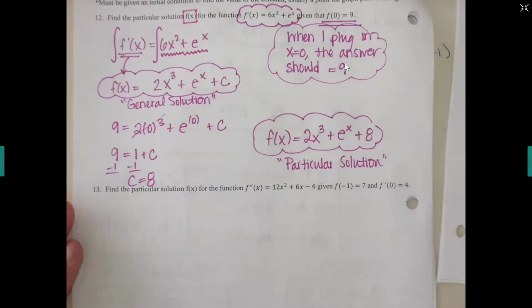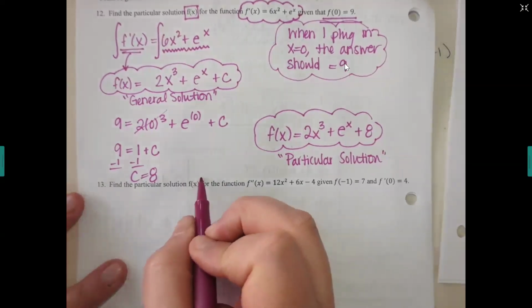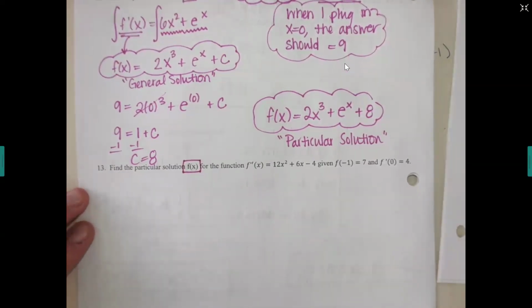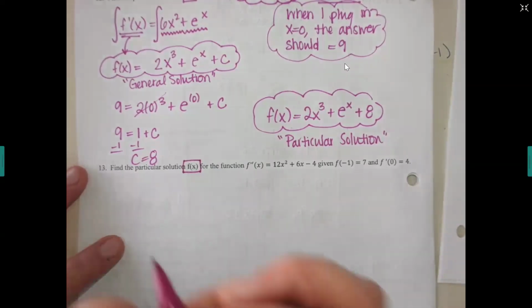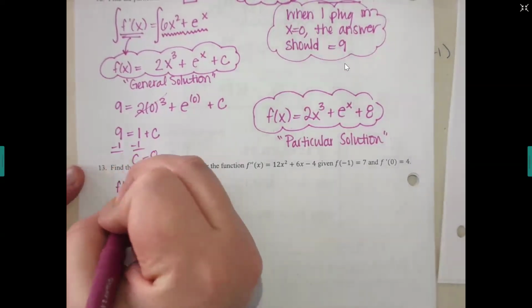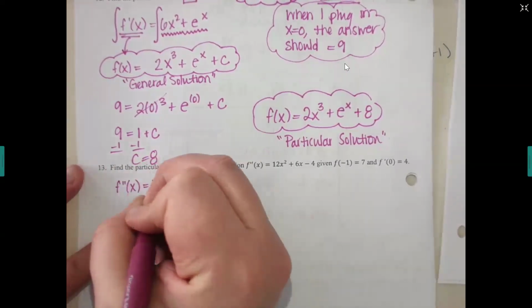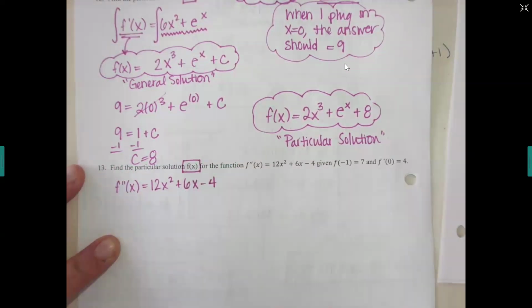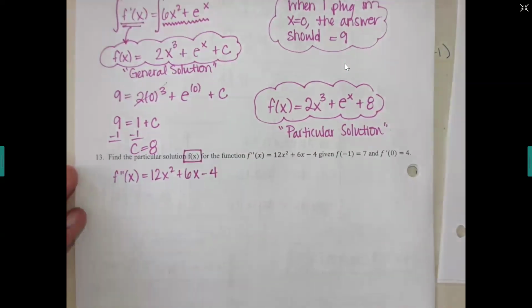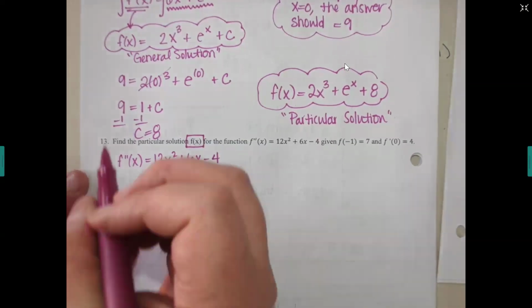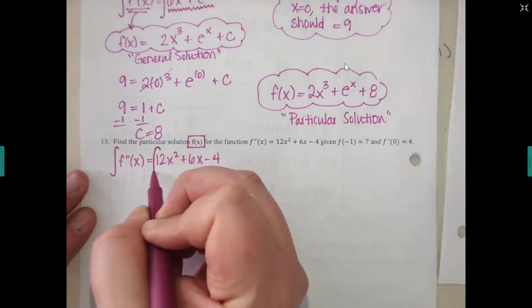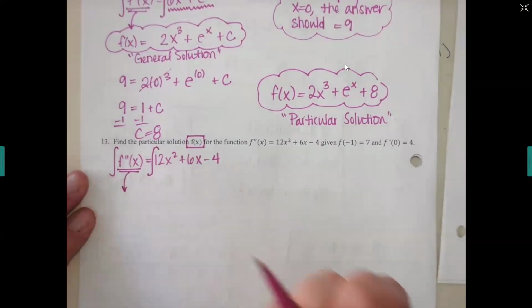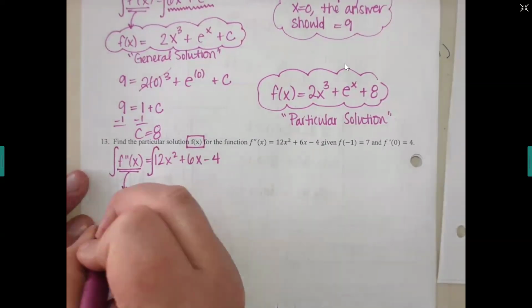This time you have f double prime, and I'm trying to go back to solve for f. How many antiderivatives will I have to do to go from f double prime back to f? 2, very good. So let's start with f double prime. They gave us 12x squared plus 6x minus 4. And then remember to go backwards from f double prime, I'll do an antiderivative on each side. So integral here, integral here. The antiderivative of f double prime, what will we call that? F prime.